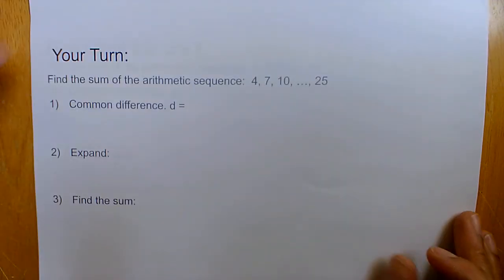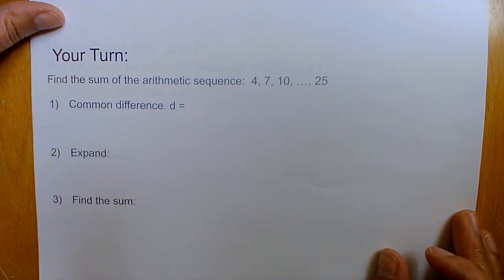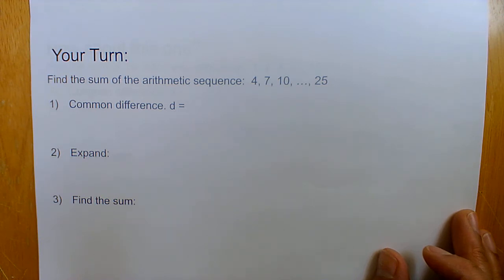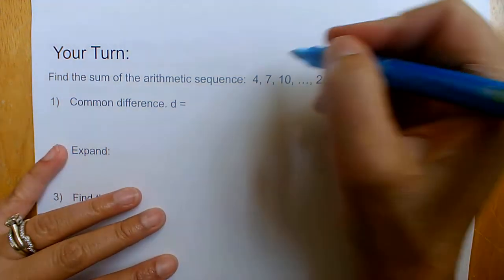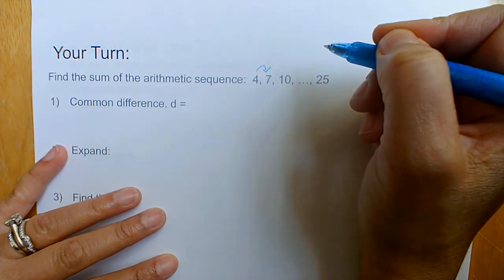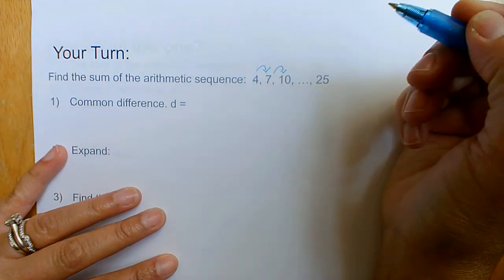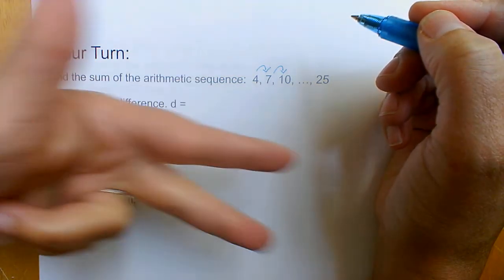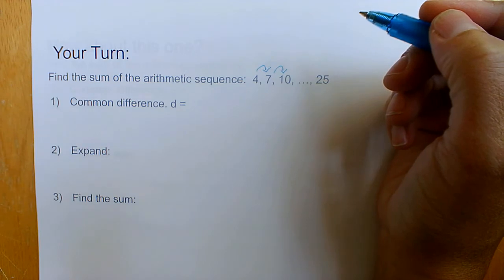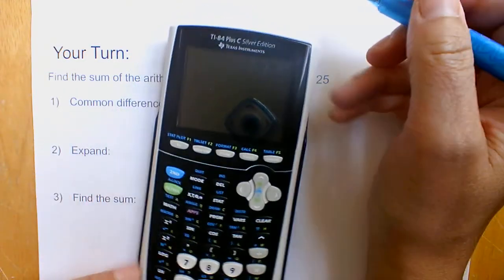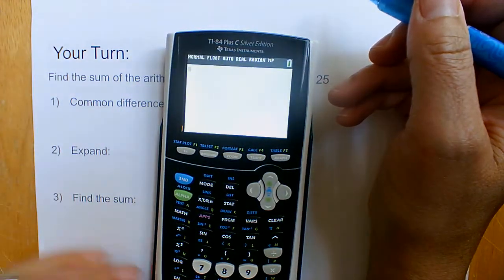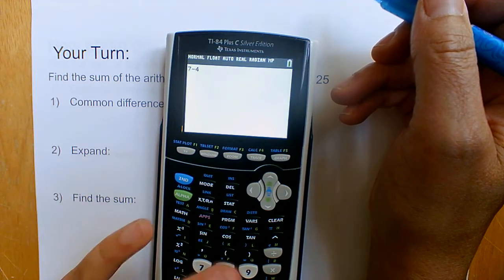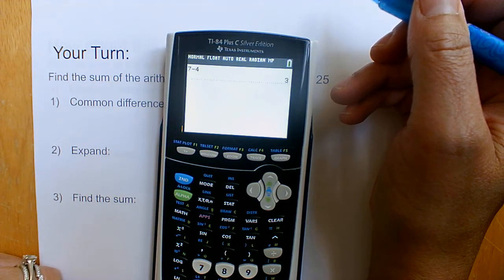Your turn. Find the sum of the arithmetic sequence 4, 7, 10, and so on and so forth down the line until 25. That's our ending number. So first, let's find the common difference. What are we going to do to get from 4 to 7, and from 7 to 10, because they're going to be the same? So, 4, 5, 6, 7, that's 3. Or you can just simply take your calculator and do 7 minus 4. That gives us a common difference of 3.